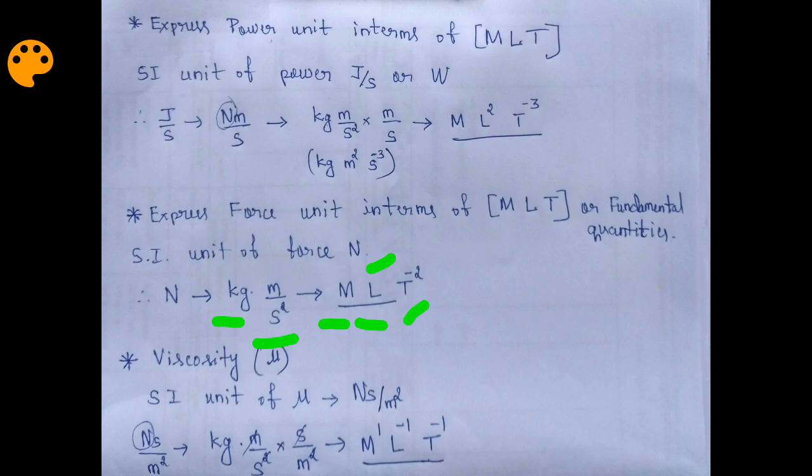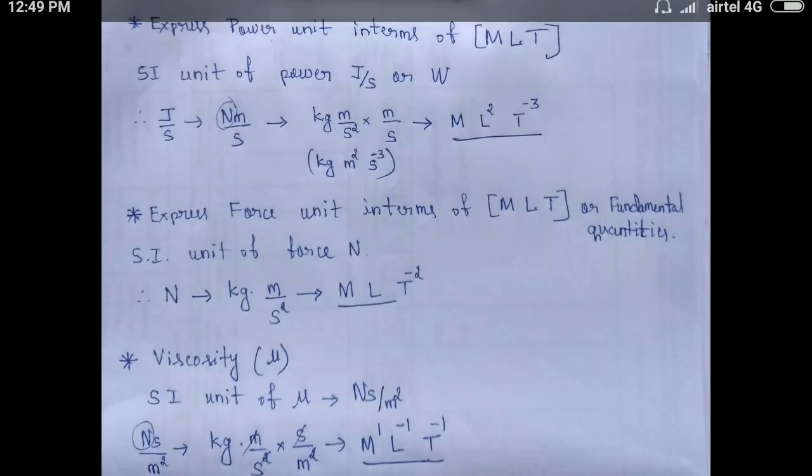Similarly, we can take one more example, viscosity. The symbol is mu. The SI unit for viscosity is Newton second per meter square or Pascal second. Here we will consider Newton second per meter square. We keep second per meter square as it is and simplify Newton. Newton can be written as kg meter per second square. Cancelling meter and meter, second and second, we get kg per meter per second. This can be written as M raised to 1, L raised to minus 1, T raised to minus 1. This is how we write it in terms of MLT.